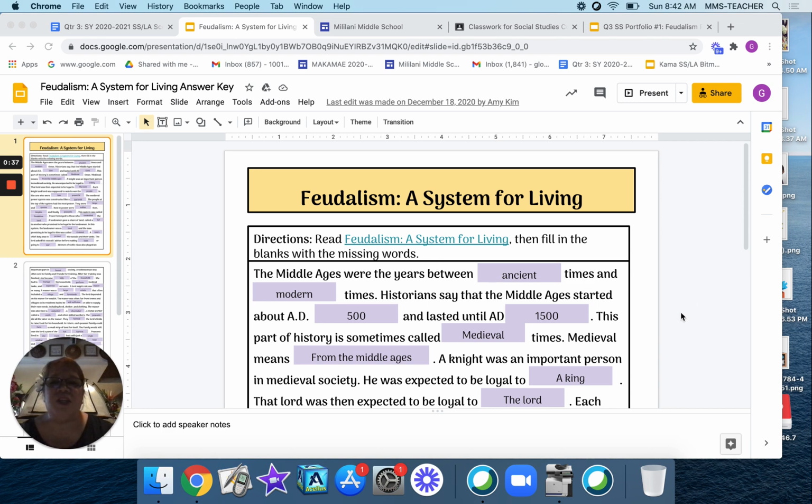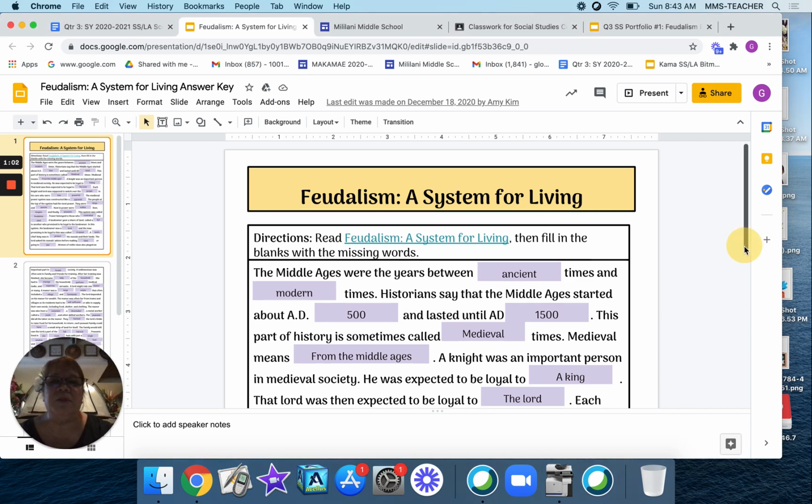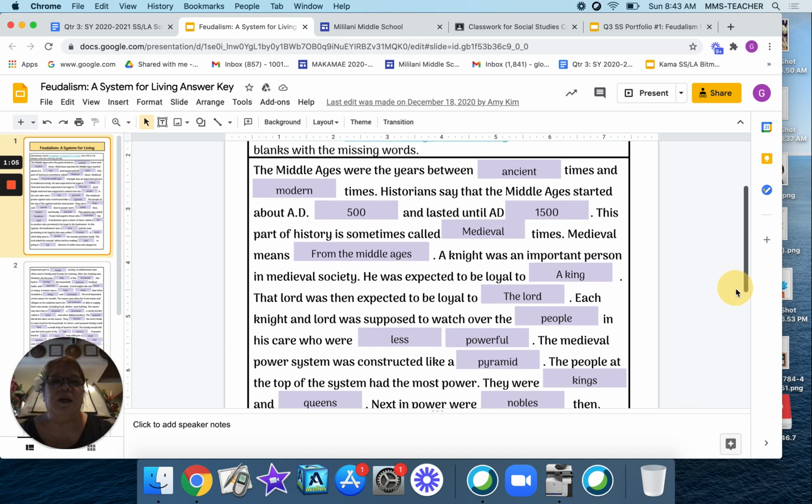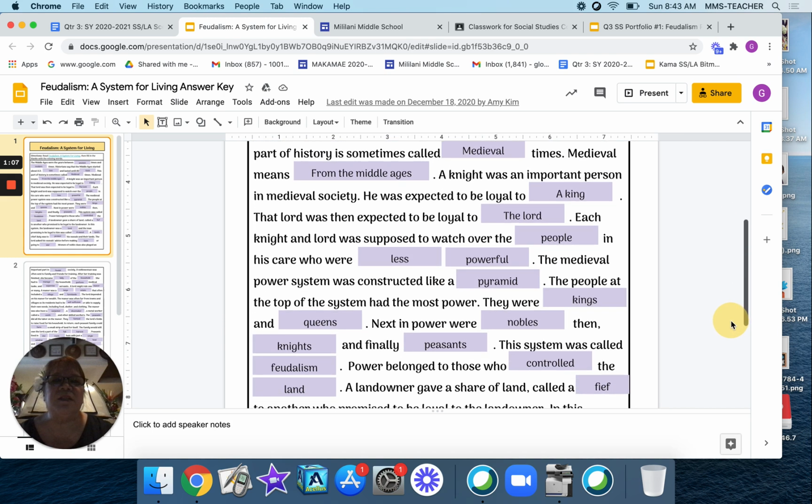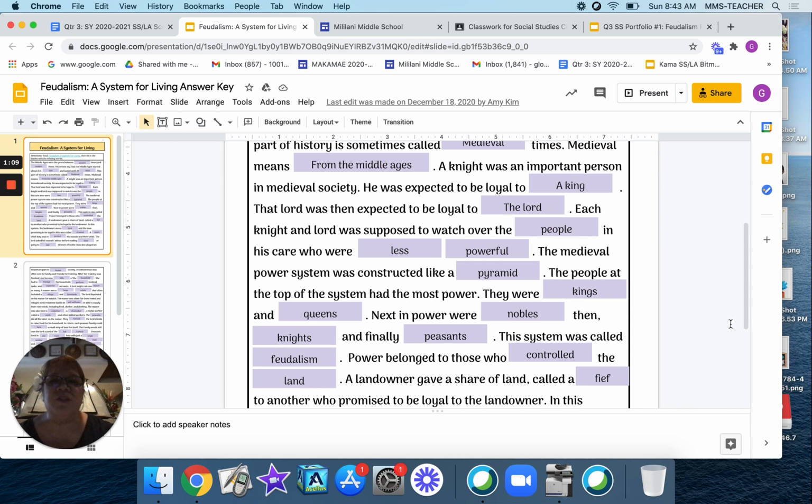The Middle Ages were the years between ancient times and modern times. Historians say that the Middle Ages started about AD 500 and lasted until AD 1500. This part of history is called medieval times. Medieval means from the Middle Ages. A knight was an important person in medieval society.